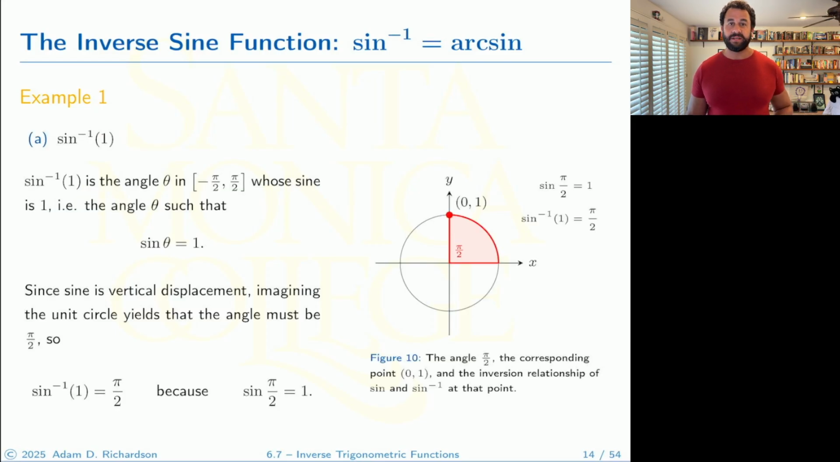And as I've said many times now, you imagine the unit circle. And when you imagine the unit circle, like I've drawn here, you'll see that the angle has to be pi over 2. That is the angle in the restricted domain that has a sine value of 1. So that means that sine inverse of 1 is equal to pi over 2. Why? Well, because sine of pi over 2 equals 1.